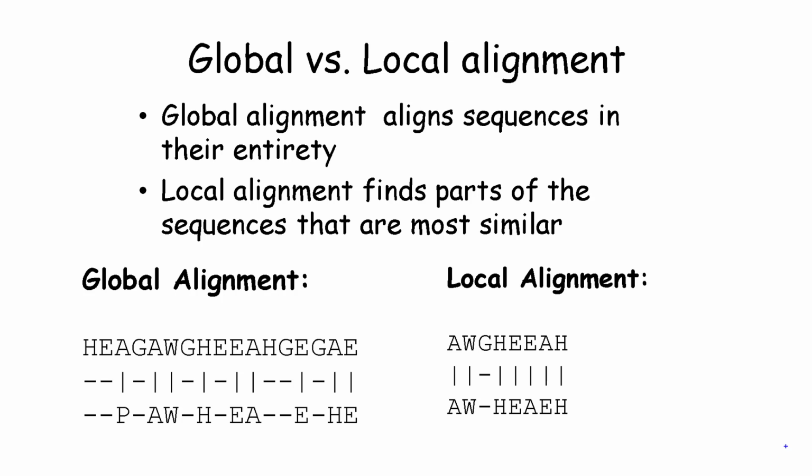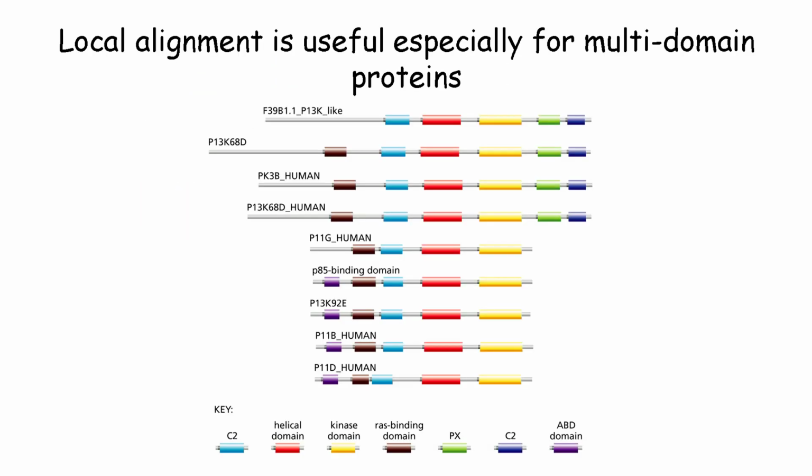When we are comparing 2 genetic or protein sequences, we may want to know how they align in their entirety, which we call global alignment, or whether they share a smaller, highly similar segment, which we call local alignment. Local alignment is especially useful when comparing multi-domain proteins. A global alignment may mess up the alignment of these domains when it tries to align the sequences in their entirety.